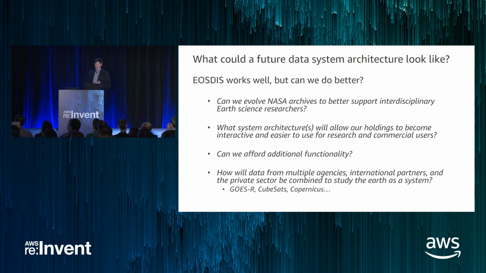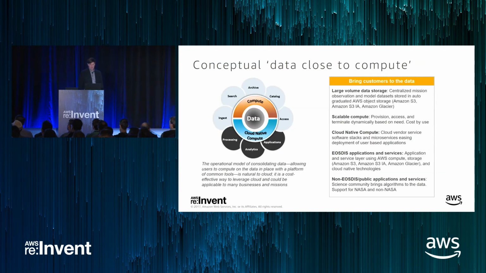Basically we need to better support our interdisciplinary earth science researchers. We need to understand how we can make our archives more interactive, right? We need to be able to afford it. We don't have a lot of money to do this. And we need to be able to work with others because we are not the only group that does Earth observations, right? So our model, obviously, and this is obvious while we're here, right, is to bring the data close to the compute, right? And to utilize as many services as we can to do that. And Dan's going to talk a lot about how we're trying to implement some of those capabilities.